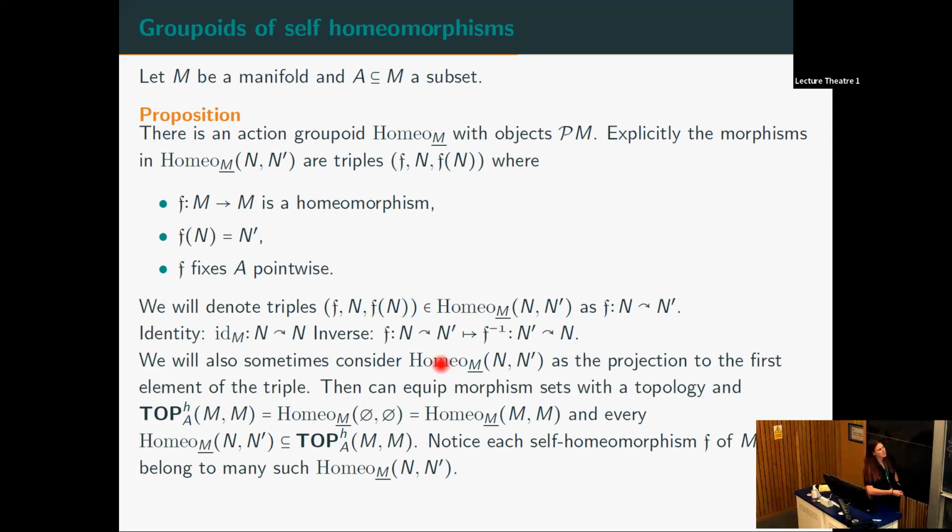So some interesting things to notice about this category. This Homeo(M; N, N') we said is these triples, but sometimes we'll also identify it with the projection to the first element. Then we can think of equipping these sets with the compact-open topology exactly as we did before. Homeo(M; ∅, ∅), with no conditions about subsets, is just exactly the Top(M) that I had before, and Homeo(M; M, M) is the same. And then each Homeo(M; N, N') is going to be some subset, and each self-homeomorphism will belong to many such Homeo(M; N, N').